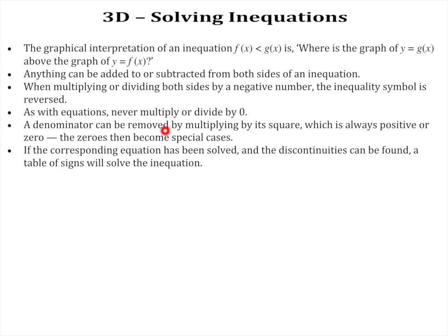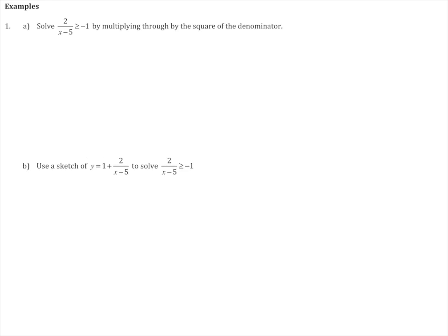Denominators can be multiplied to the other side by squaring it. That way, if it's negative, it doesn't matter because when you square something, it's always positive. And we'll go from there. And we can use tables of signs, sign derivatives, if we want to help us. Let's try our first example.